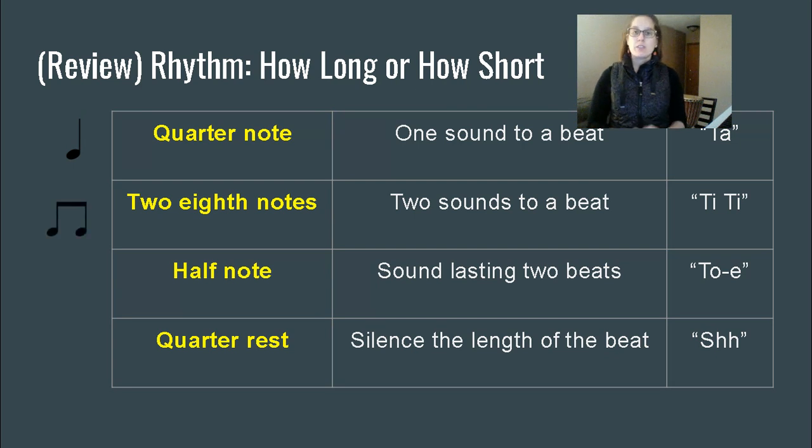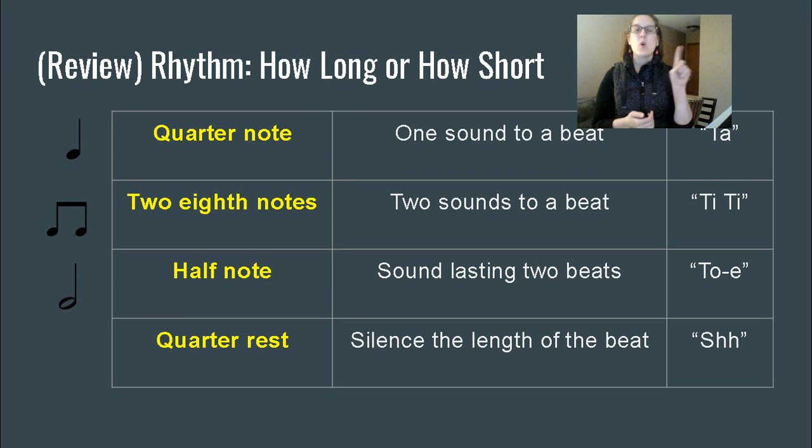Our 2 eighth notes are 2 sounds to a beat. How many sounds to a beat? Yeah, 2 sounds. And when we speak our eighth notes, we say ti-ti. Awesome. And then we have our half note. That is one sound lasting for 2 beats.